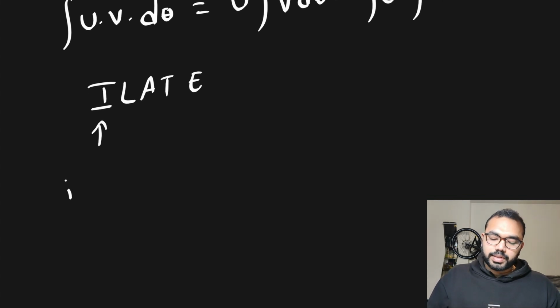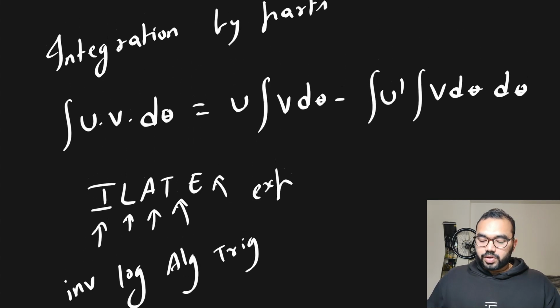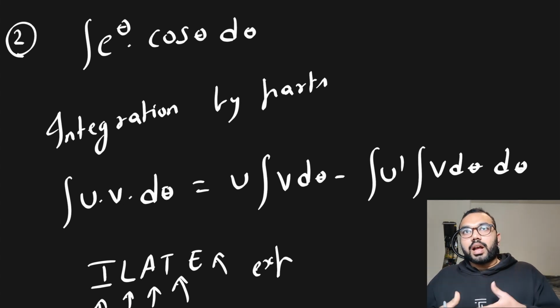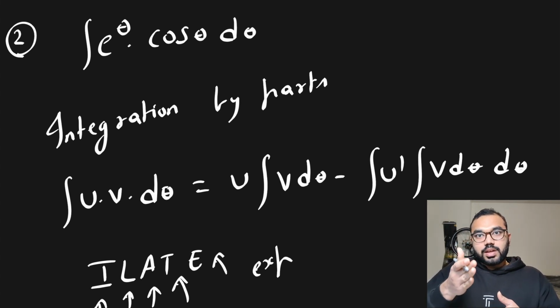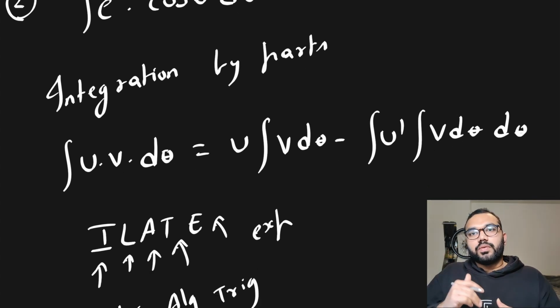I represents inverse function, L represents logarithmic, A represents algebraic, T represents trigonometric, and E represents exponential. So in our case, we have a trigonometric and an exponential function, right? But in ILATE, T comes first. So that means we have to consider cos theta to be U and e to the power of theta to be V.